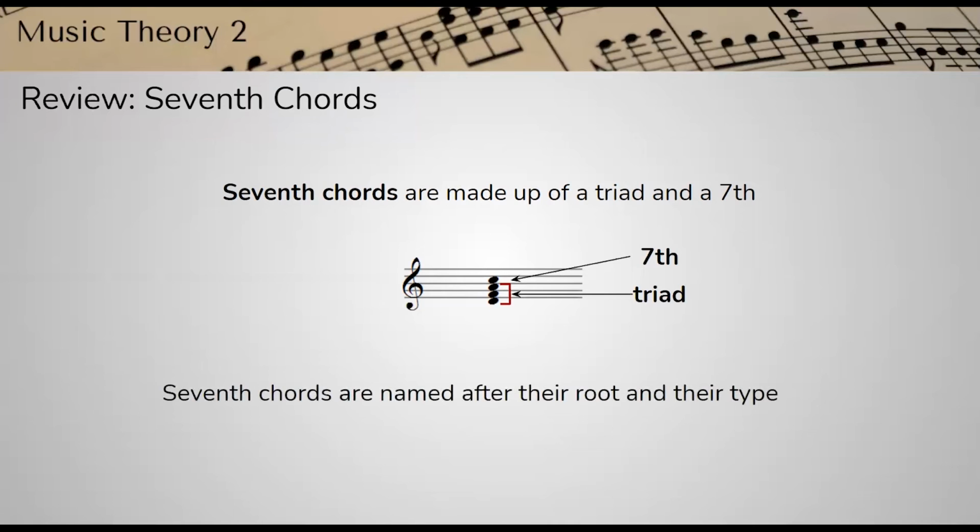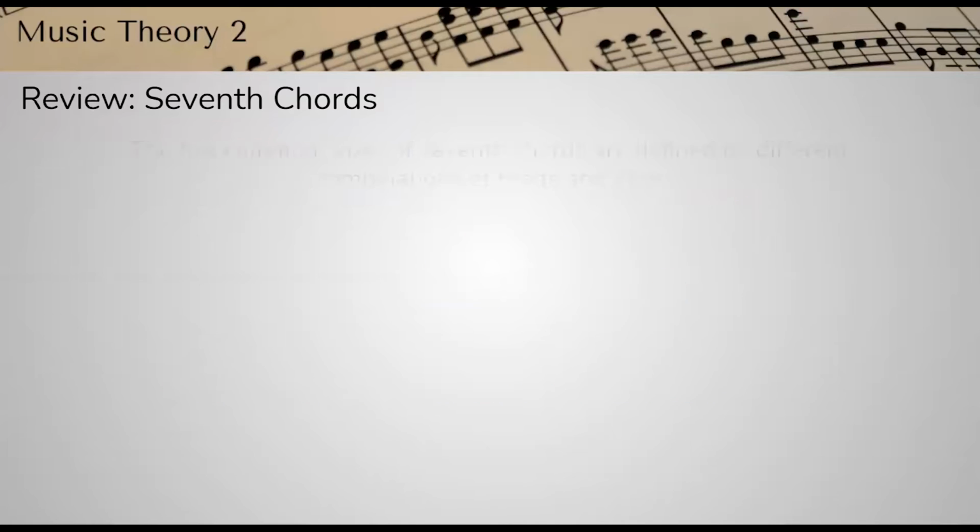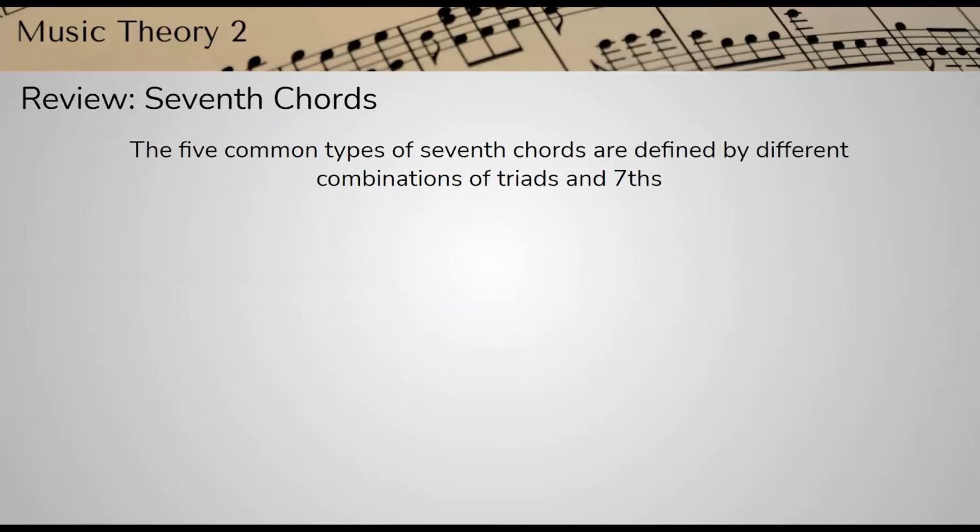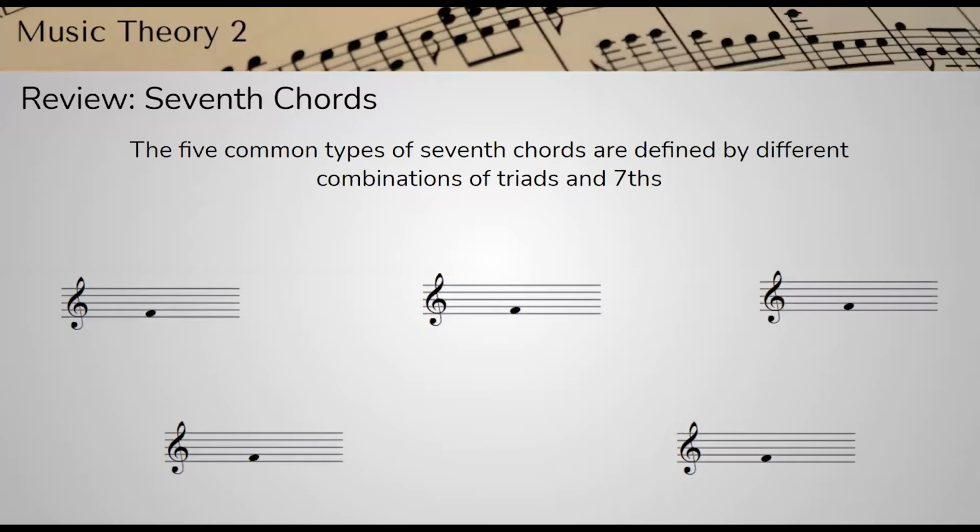Okay, and again, they are named after their root and their type, and this is a minor seventh chord, which we'll talk about right now. So we call this a D minor seventh chord. So there are 5 common types of seventh chords, and they are defined in the same way as the triads, but we really want to think about these as simply being defined by the kind of triad that's on the bottom and then the kind of seventh that's on the top. Okay? So here are 5 Fs, and we're going to spell our 5 most common seventh chords on these notes.